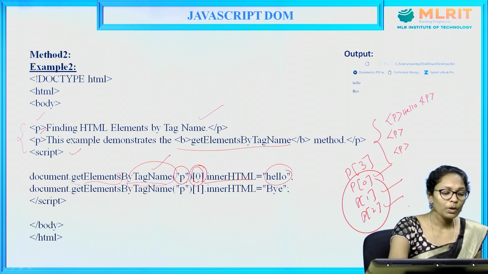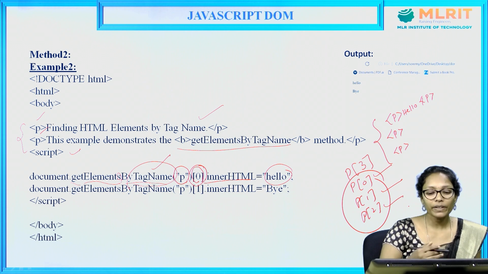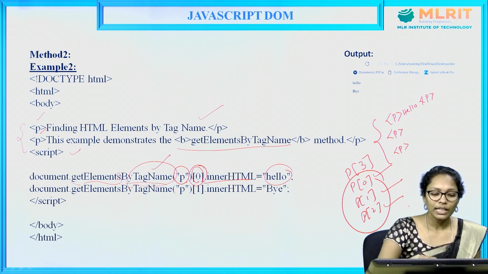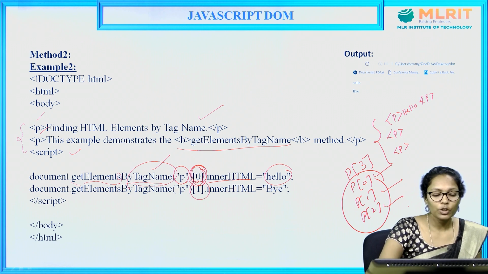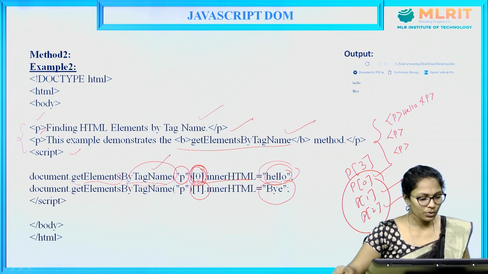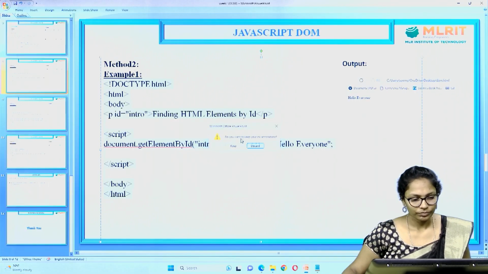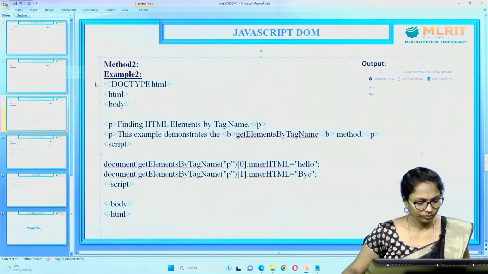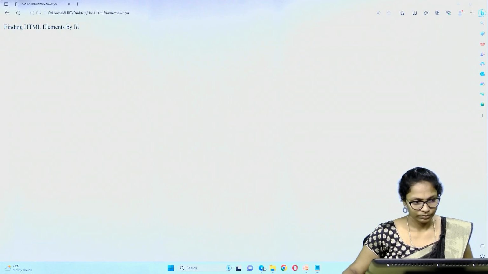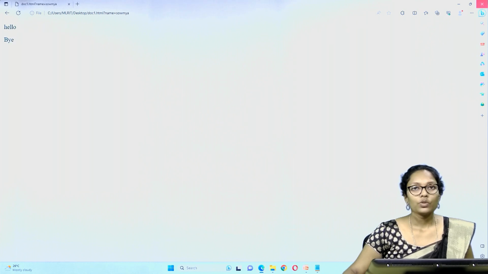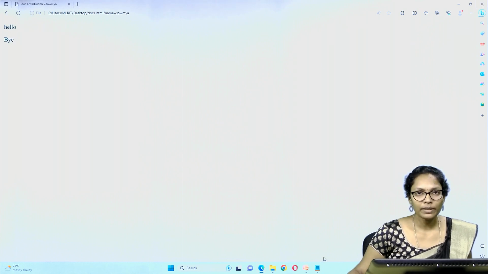But in the script, what you're doing, you're trying to modify these 2 elements. How am I modifying? See here, the first element you're specifying the index as 0. The second element you're specifying the index as 1. So the first P will be changed to hello and the second P will be changed to bye. So we'll try to see the output. So first line I'm getting hello and the second line I'm getting bye.